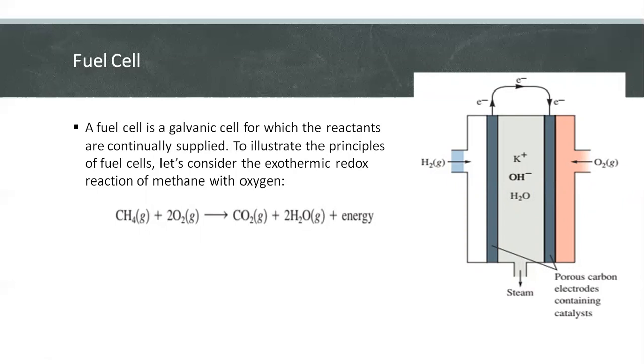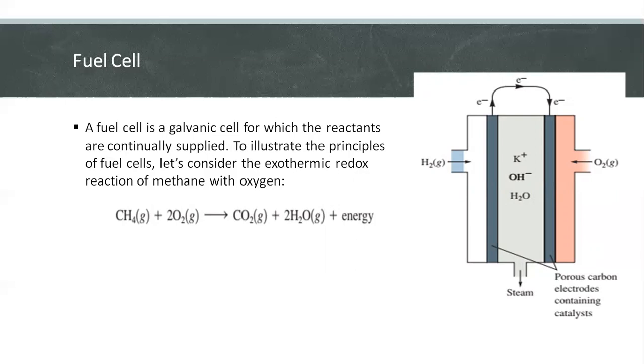Usually the energy from this reaction is released as heat to warm houses and to run machines. However, in a fuel cell designed to use this reaction, the energy is used to produce an electric current. The electrons flow from the reducing agent, methane, to the oxidizing agent through a conductor.